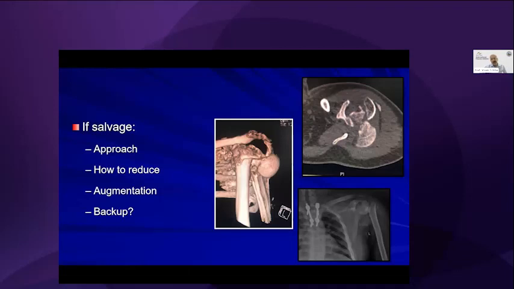If we are going to salvage this, what is going to be our approach? Whether we go for a deltopectoral, a separate posterior approach, or a mid-deltoid approach. How are we going to reduce? What tips and tricks can we use for the reduction? What will happen to the bone loss which has occurred over a period of 90 days? And do we keep any backups while managing such cases? These things need to be looked at and discussed, and I hope we will have some questions once we have finished with this case.